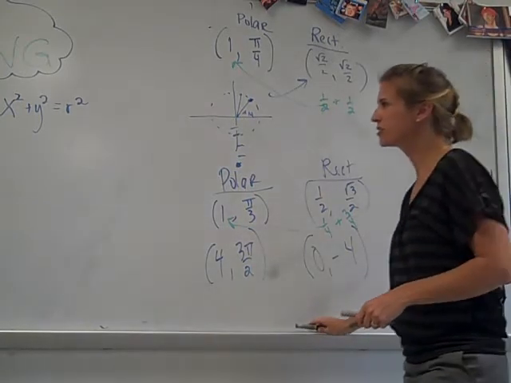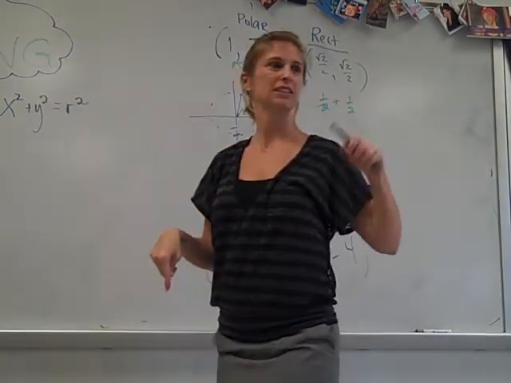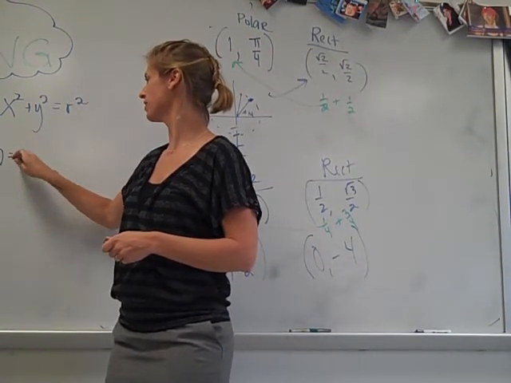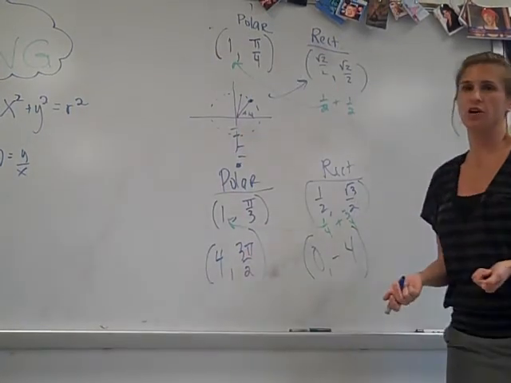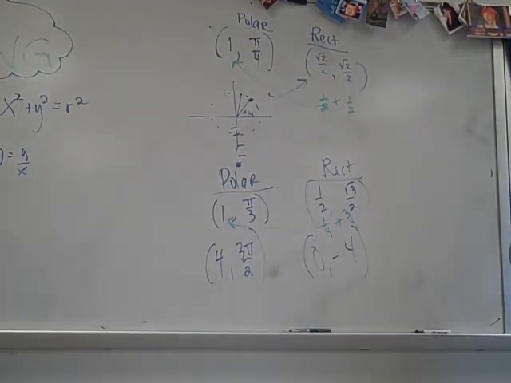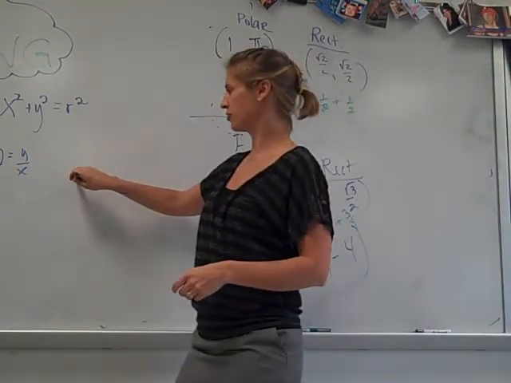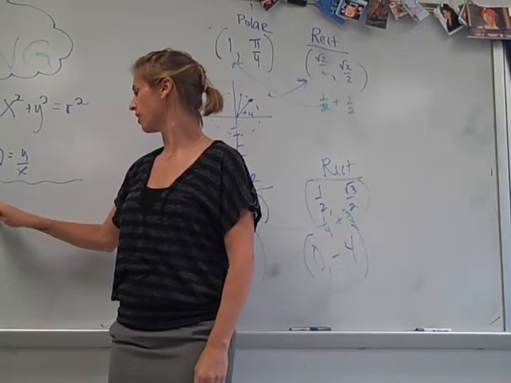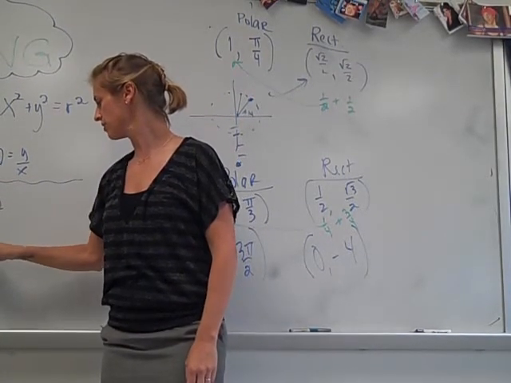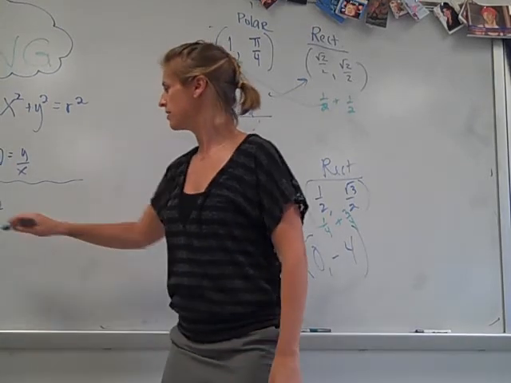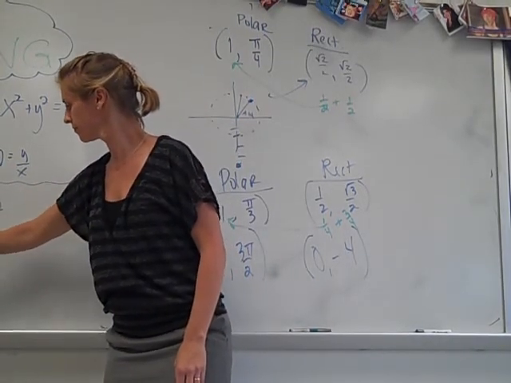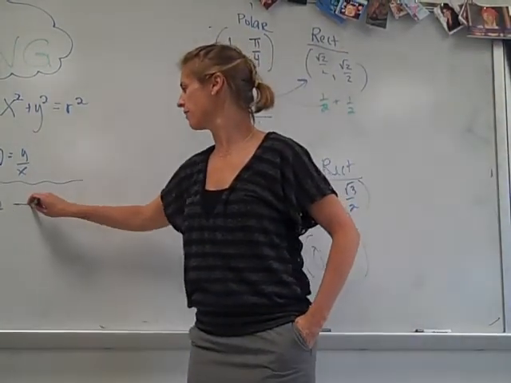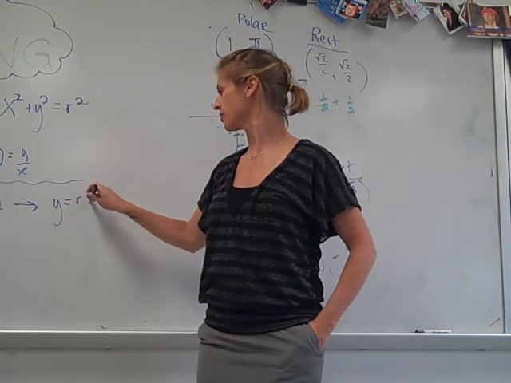What else do we know? Doesn't tangent of the angle equal y over x? We know that the tangent of theta equals y over x from SOHCAHTOA. And we also know that the sine of theta equals y over r, and that the cosine of theta equals x over r. These are really helpful because I can say from this that y equals r sine theta.